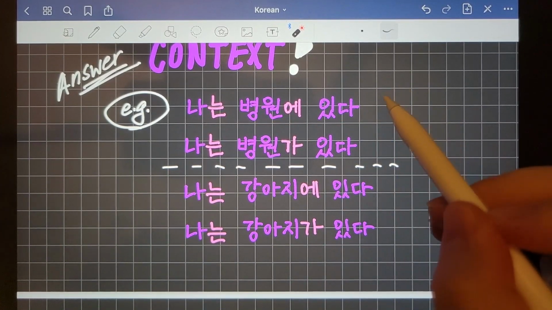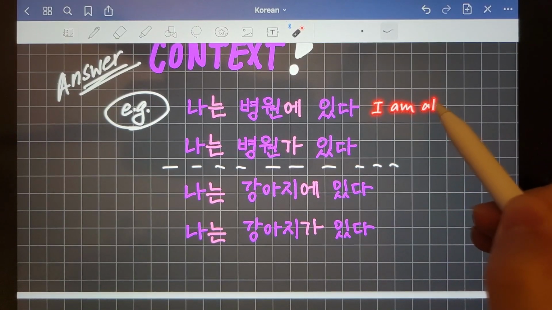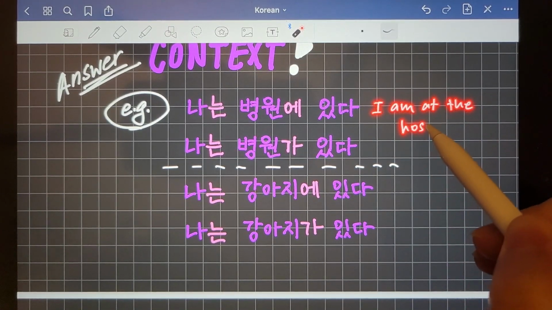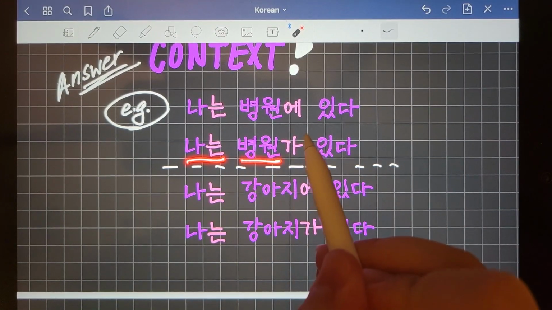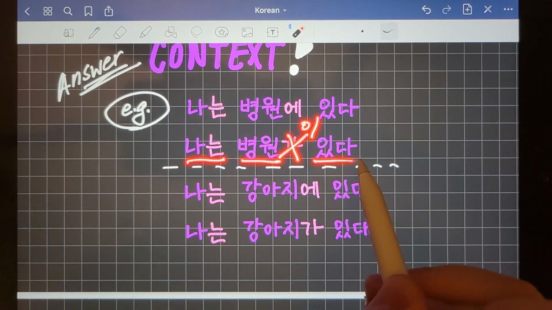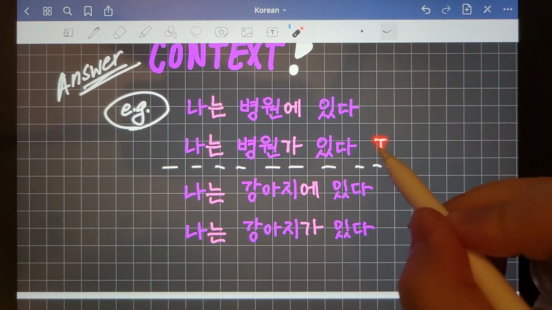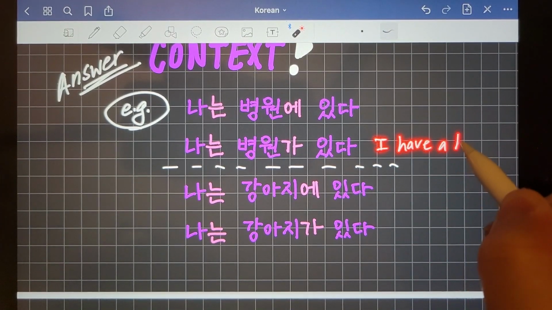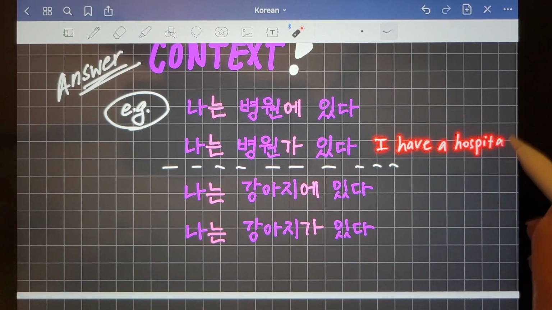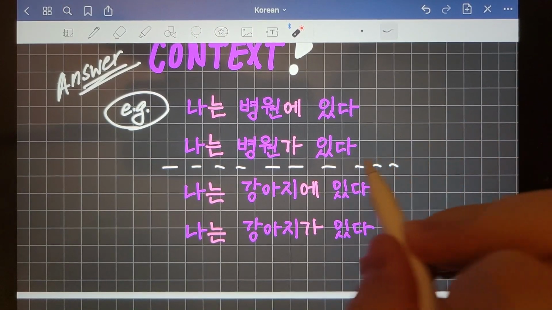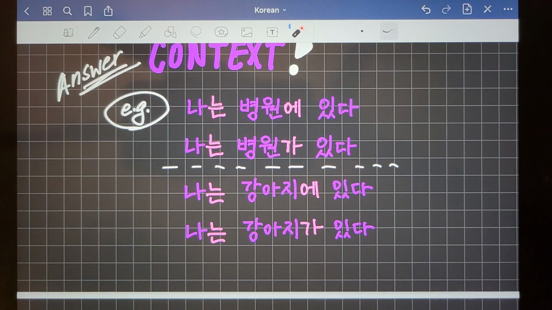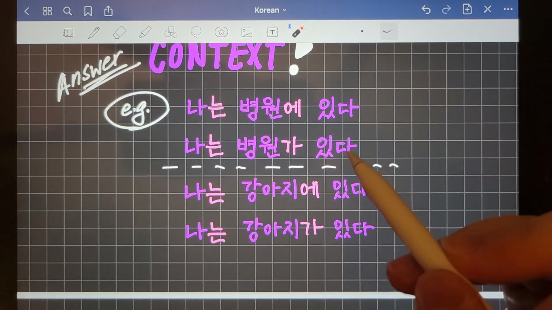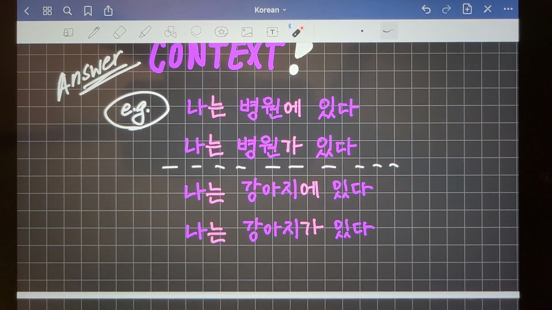First sentence, 나는 병원에 있다. It means I am at the hospital. Remember, that's the sentence we went over just now. But the second one, 나는 병원이 있다. Do you know what that would mean? Yes, it means I have a hospital. Now, which sentence sounds correct to you? Yes, that first one. You don't have a hospital. You can perhaps own it, and it could make partial sense, but that first sentence is definitely what makes sense to us.